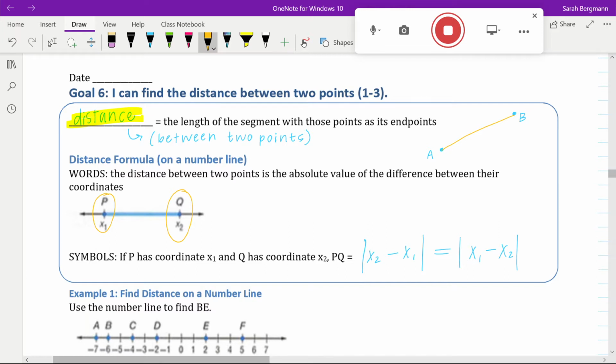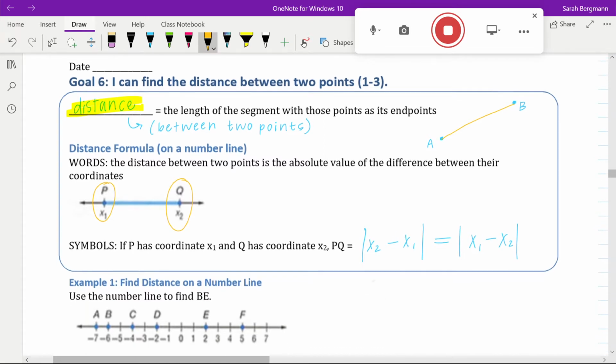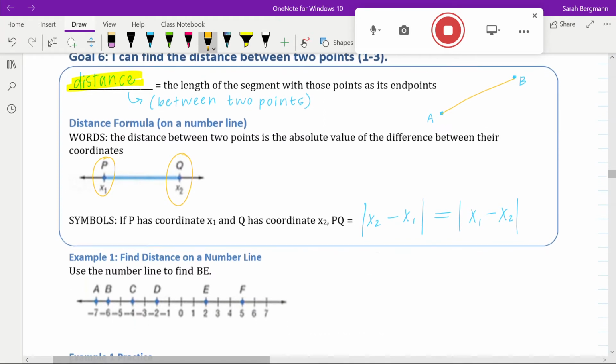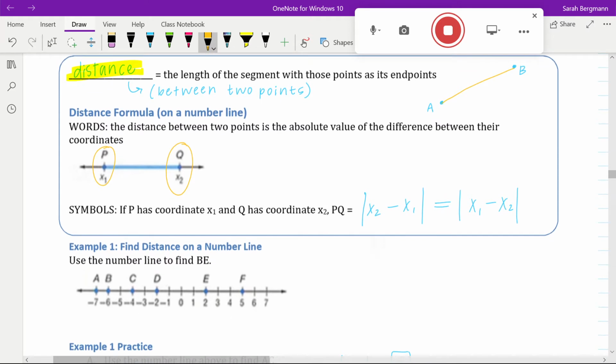Remember, difference means subtraction. So we could either take x2 minus x1, or the other way around also will give you the same answer, x1 minus x2. Since it's absolute value, either way works. Let me show you an example.